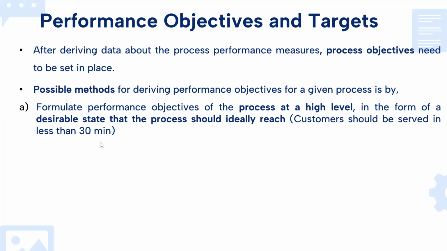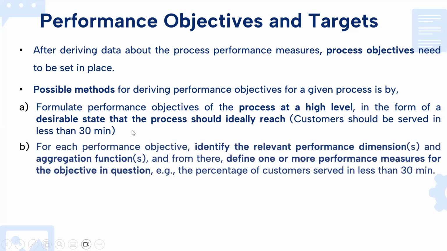Then you have to identify different parameters or different dimensions. For each performance objective, identify relevant performance dimensions and aggregation functions. Define one or more performance measurements for the objective in question. So basically, we have identified the time as well as the percentage of customers that we need to serve within 30 minutes. For example, if we have 100 customers, how many of those 100 customers should we serve within the 30 minutes? So that's the second step.